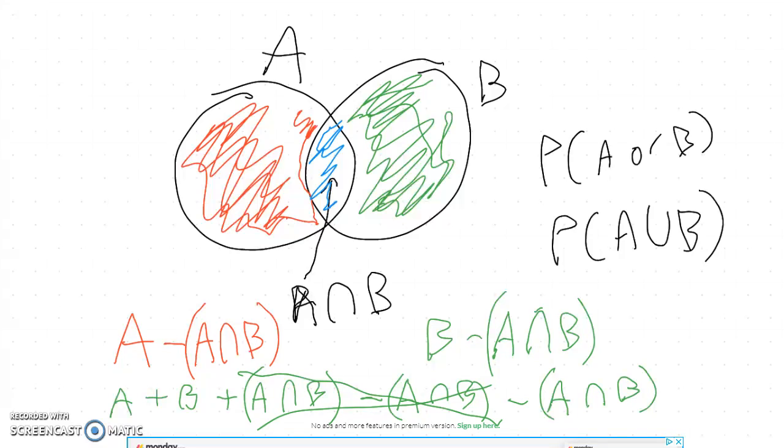If you want to do this with probability, you just put probabilities right before it. You do like, probability of A plus probability of B minus probability of A intersect B. Understanding this idea makes things so simple. If these were independent events, it would be really easy to calculate A intersect B. If they're independent, A intersect B is just probability of A times probability of B.